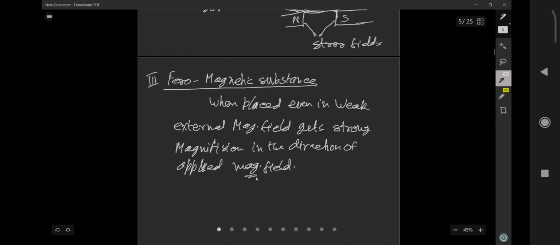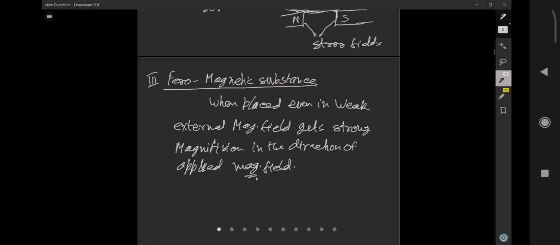magnetic field. So this is going to be the super boss of a paramagnetic substance, because in this a strong external magnetic field is not required. Even if we place it in a weak magnetic field, it acquires a strong magnetization, and that too in the direction of the applied magnetic field. And all the magnets are made up of these ferromagnetic substances. Iron, nickel, cobalt, their alloys, these are all ferromagnetic substances.